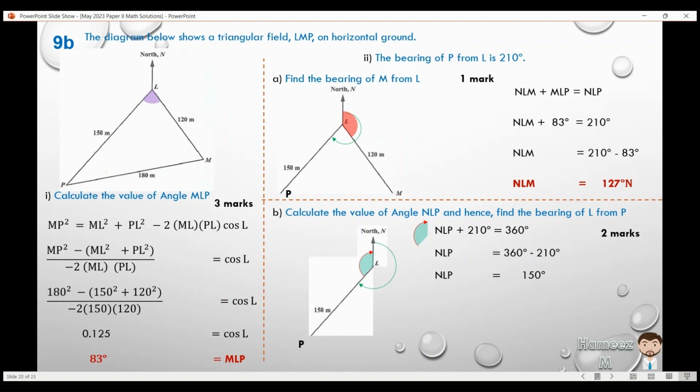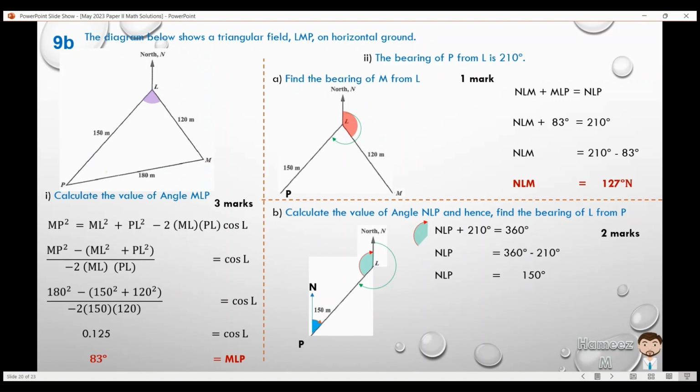So if we're finding the bearing of L from P, that means we're standing at P, we're facing north, so let's put a north on it at P, and we're turning clockwise until we are looking at L. So we have that in blue. So that is what we're asking for, the bearing of L from P. However, if we notice that from P we have a north line, from L we have a north line, so those two north lines are parallel.